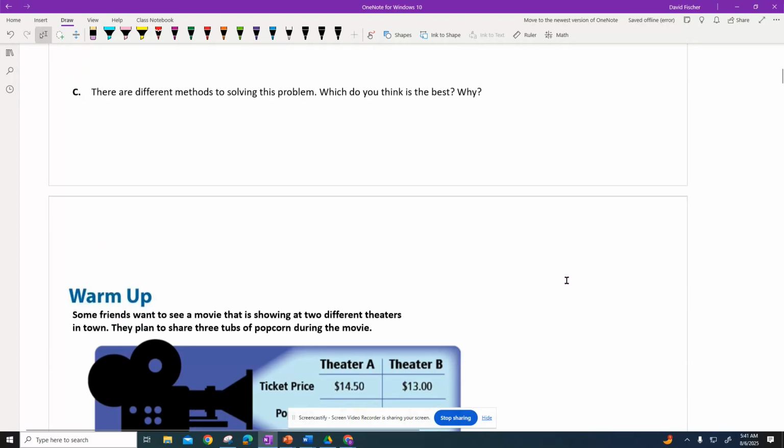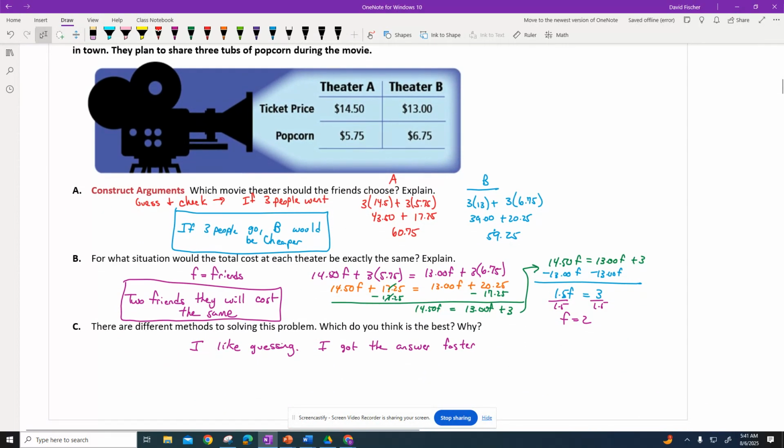Alright, let's see how you did. I happened to pick 3 friends going to the movie. And so what I did is I took 3 times the $14.50. I don't really need the zero behind it. And 3 times the $5.75 for the popcorn. Then I added all those up and did the math, and I got $60.75. Same 3 people going to movie B, $13 a ticket. Their popcorn was a little more expensive, but the ticket was a little bit cheaper, and I got $59.25. So if 3 people go, B would be cheaper.